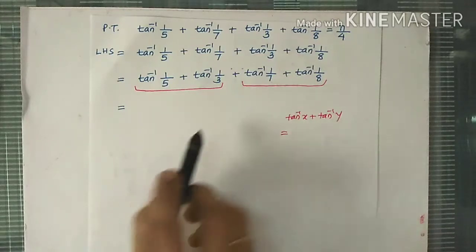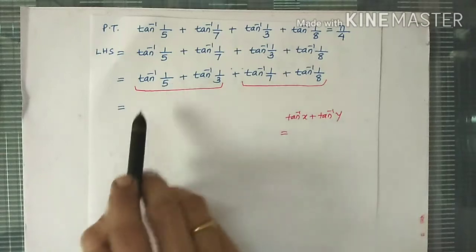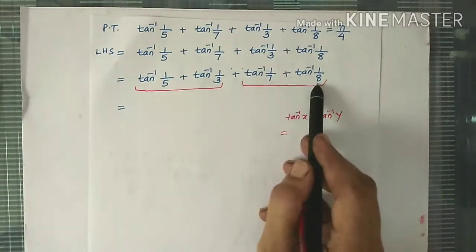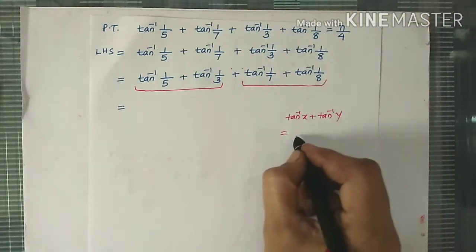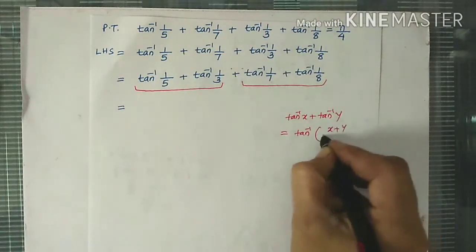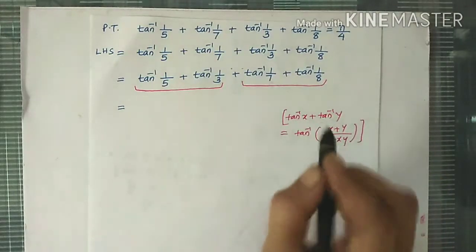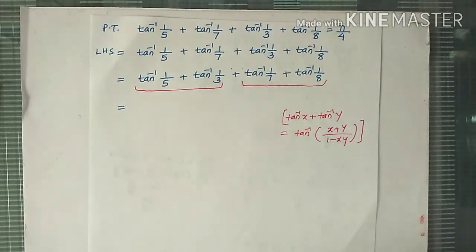Take any two terms. Here the product of these two terms becomes 1 by 15, which is less than 1. Here also it is 1 by 56, which is less than 1. So the property says that this is tan inverse of (x plus y) upon (1 minus xy). So we are using this property thrice.